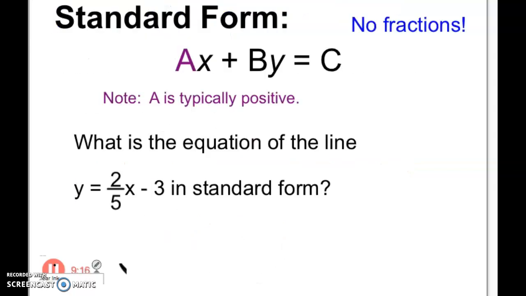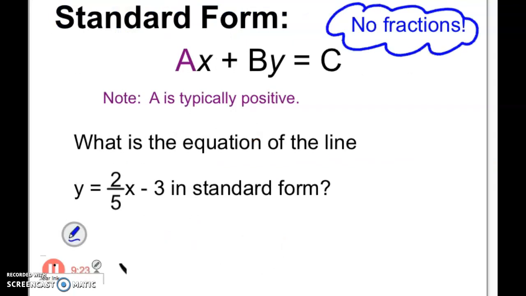All right. Standard form has no fractions. And your x and y are on the same side. All right. A is typically positive, so if you have a negative, multiply everything by negative 1. Okay? Let's work on converting this into a given form.